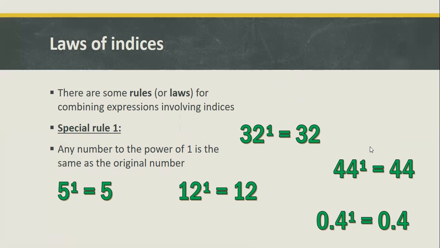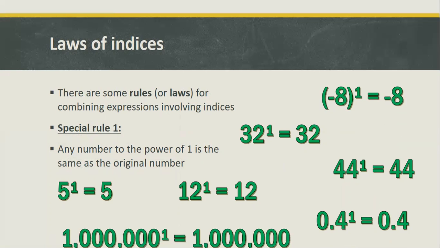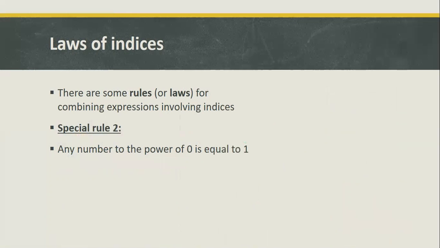So a raised to the power of 1 is a. 1 to the power of 1 is 1, of course. y raised to the power of 1 is also y. So that is the special rule. I don't need to flog this too much. Let's move to the second rule.